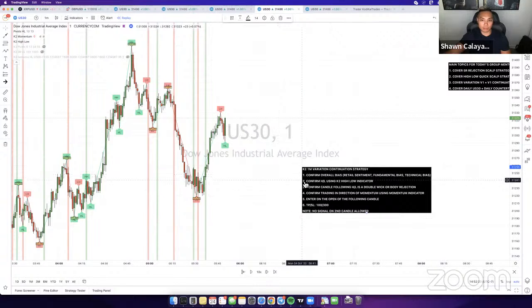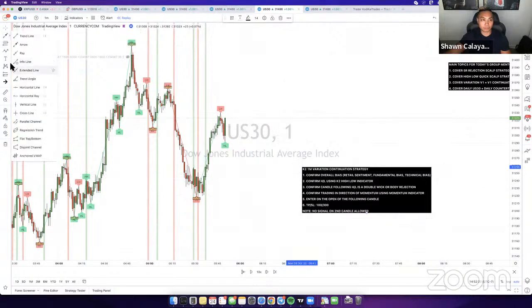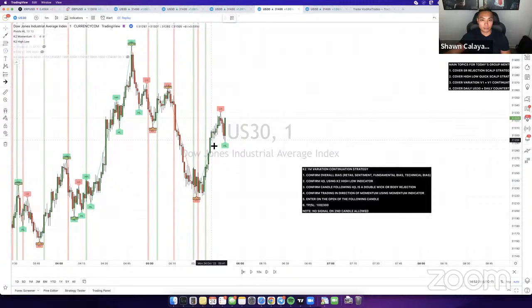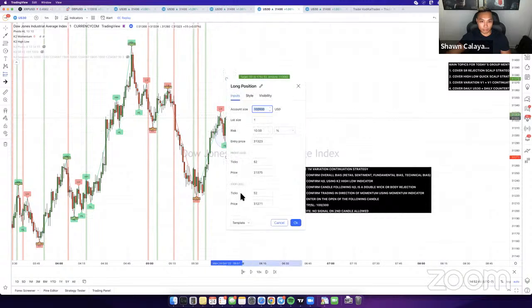We're going to assume that, confirm the high low. We have another high low right here. You can see it's a double body, fits the criteria. No need for pending momentum. We're just trading in the direction of momentum. And right here would be the entry.